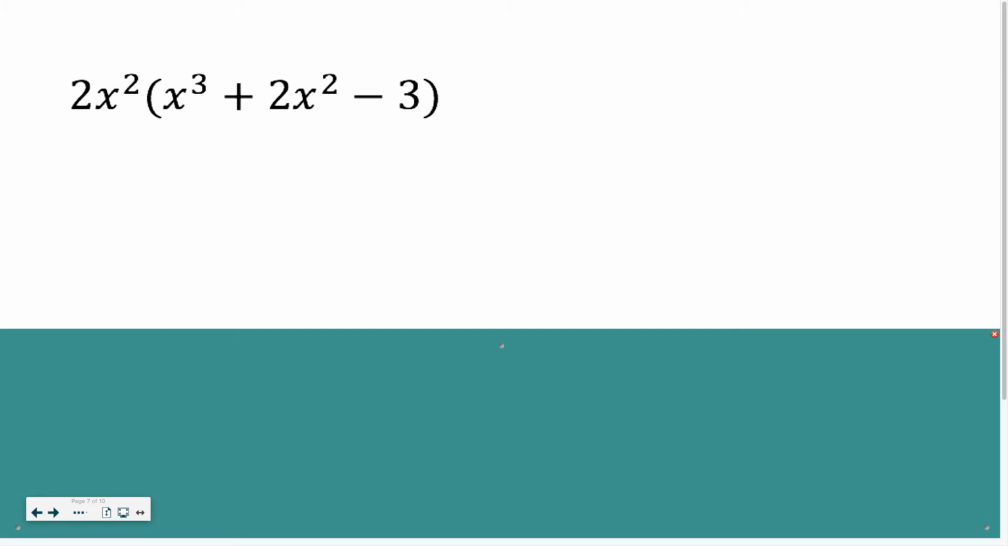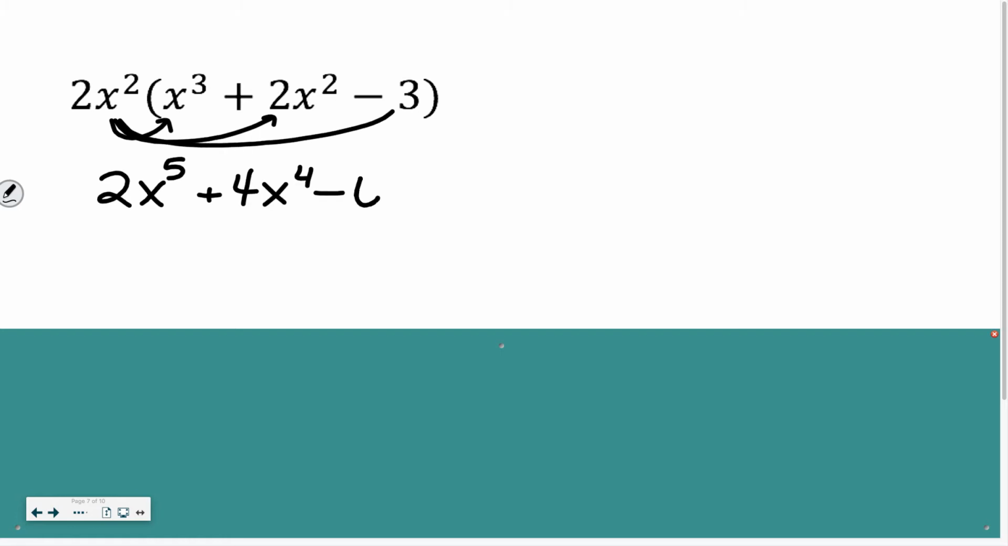Distribute. Okay, when you multiply, let's just review from Algebra 1. When you multiply 2x squared times x cubed, what do you get? You add your exponents. So you'll get 2x to the 5th. And then 4x to the 4th. And negative 6x squared. Okay.